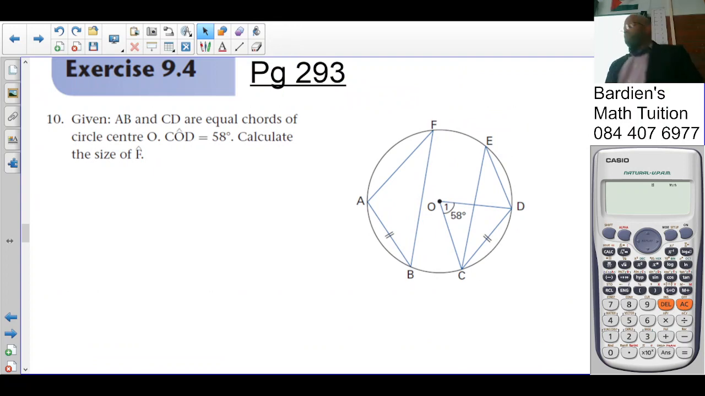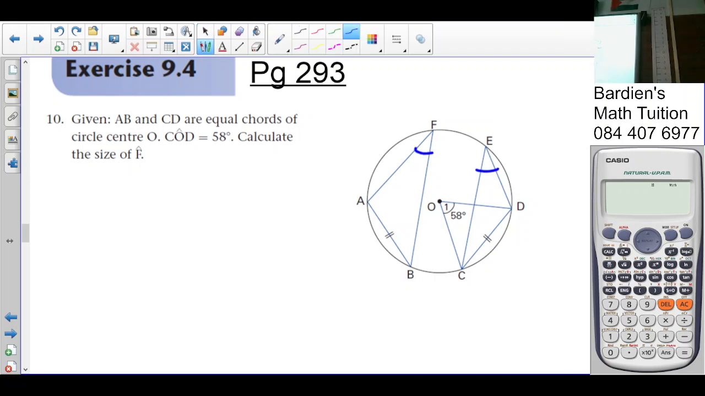In number 10, we are told given A, B and C, they are two equal chords. So if these are equal chords, what do we know? Angle F is equal to angle E. Why? Equal chords subtend equal angles at the circumference. Then we are told that O is the center of the circle, COD is 58. So angle at center is twice angle at circumference. So you don't need anything. It's fine, so you understand. So I don't have to do it.